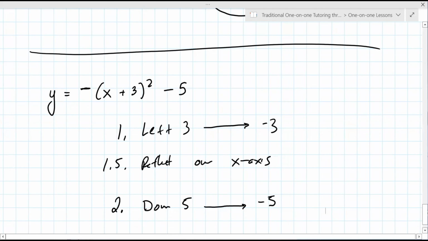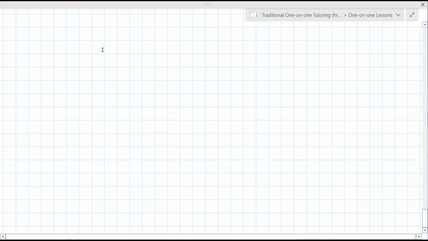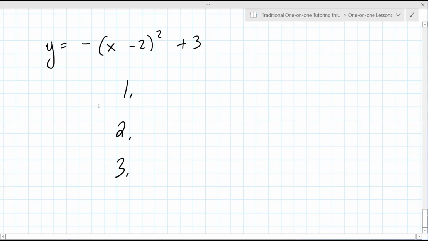All right, let me give you another. Are you seeing the screen with the graph paper? Yeah. All right, so let's try this: negative x minus 2 squared plus 3. There are 3 transformations. Yeah. And the order matters here. So we're going to start with left or right. Is this moving left or right, and by how much? That is moving right by 2.